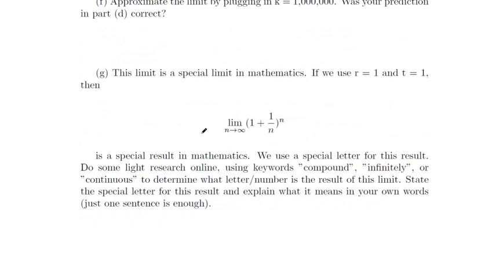Okay, so part G, this is where you've got to do just a little bit of research. It's a special limit in mathematics, and there's one letter. You know, like pi is a special Greek letter we use in mathematics. So there's another letter that we use to represent this limit. So do a little bit of research, and some keywords, I think I say here, yeah, I say compound, infinitely, continuous. Use those words. You should be able to find out the special letter that represents the exponential change, so compounding an infinite amount of times per year.